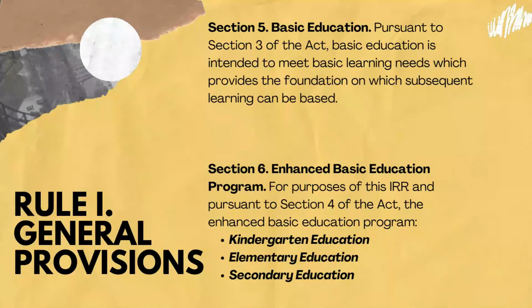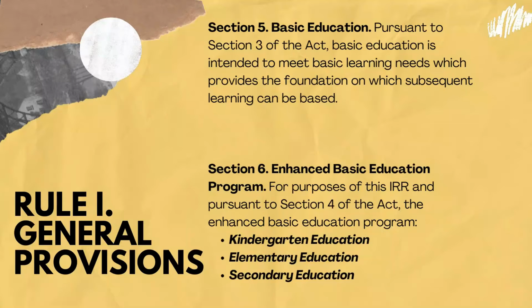Section 6 of Rule Number 1. The Enhanced Basic Education Program. So this section talks about the purposes of these implementing rules and regulations, and pursuant to Section 4 of the Act, the Enhanced Basic Education Program encompasses at least 1 year of kindergarten education, 6 years of elementary education, and 6 years of secondary education.